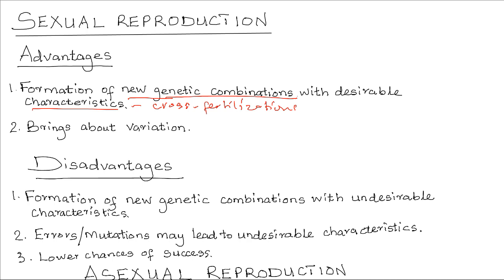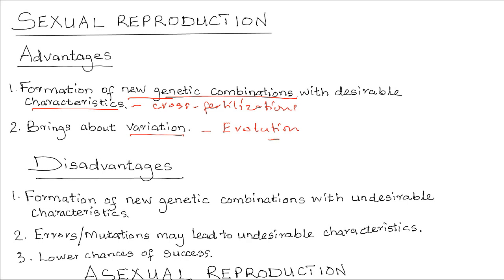The second advantage is that sexual reproduction brings about variation. That is, the offspring are not genetically identical, so there is variation. Now, because of variation, there is evolution of the species.